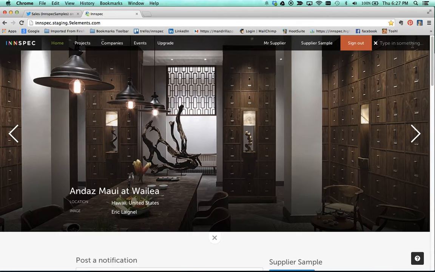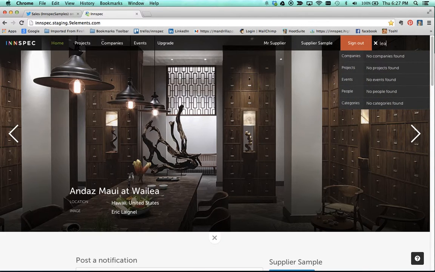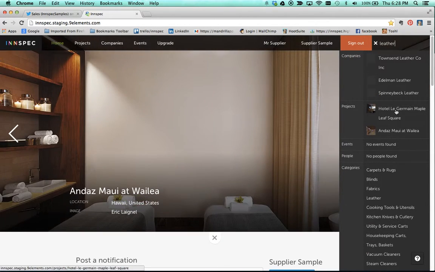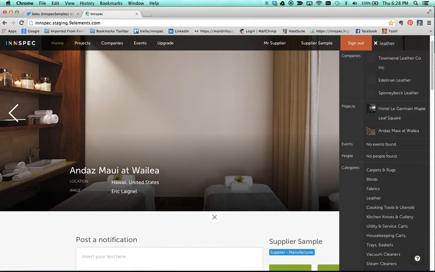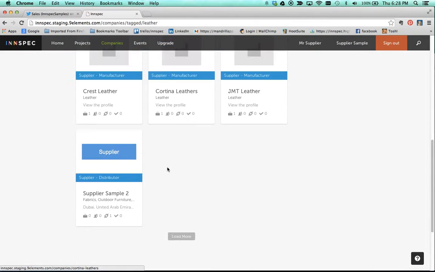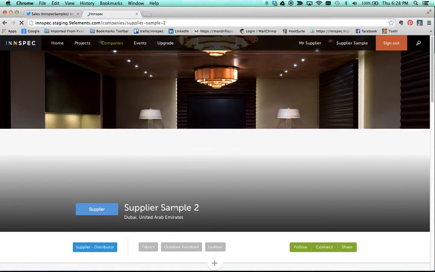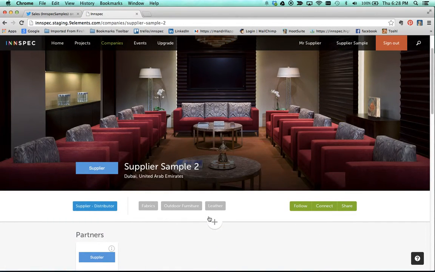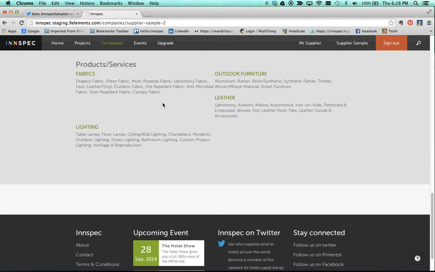If we go back to categories again, important to know, we go down to leather categories. We had a look at it earlier, and we're going back to our sample company. These are the products and categories that a company can list. There's thousands. And again, these are also all linked.